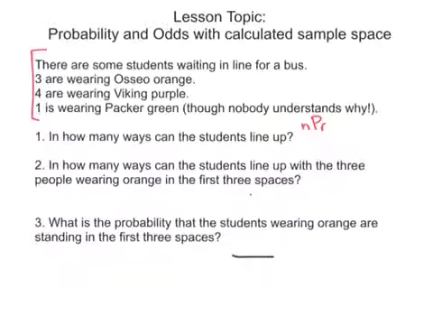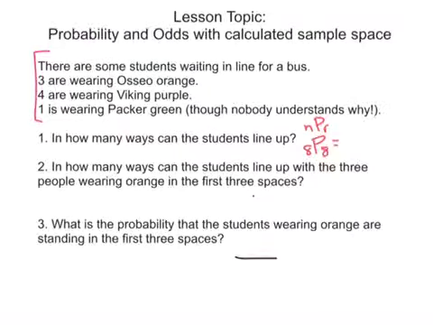So since we have 8 students, let's look at this. 3 plus 4 plus 1, 8 students. Since we have 8 students and we're arranging all 8 of them, we need to calculate 8P8. When we calculate that, we get 40,320. There are a lot of different ways that 8 people can be standing in a line.